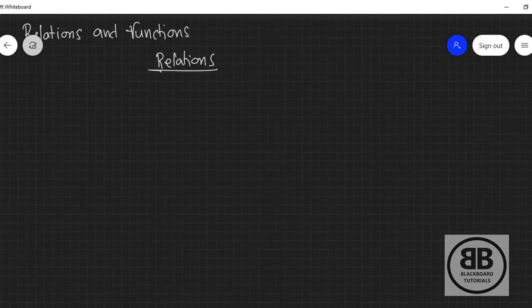Now, we are going to see what a relation is. Suppose R is a relation from set A to set B. Then that relation R is a subset of the Cartesian product A cross B.